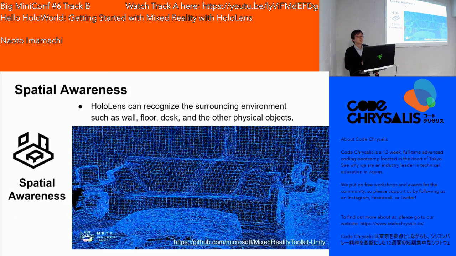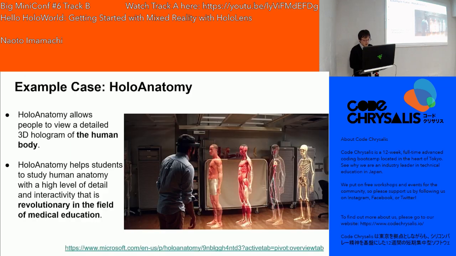The last one is the spatial awareness system. Surprisingly, HoloLens can recognize the surrounding environment, such as walls and floors and desks and other physical objects like that. I also introduce how HoloLens will be applied to real problems.